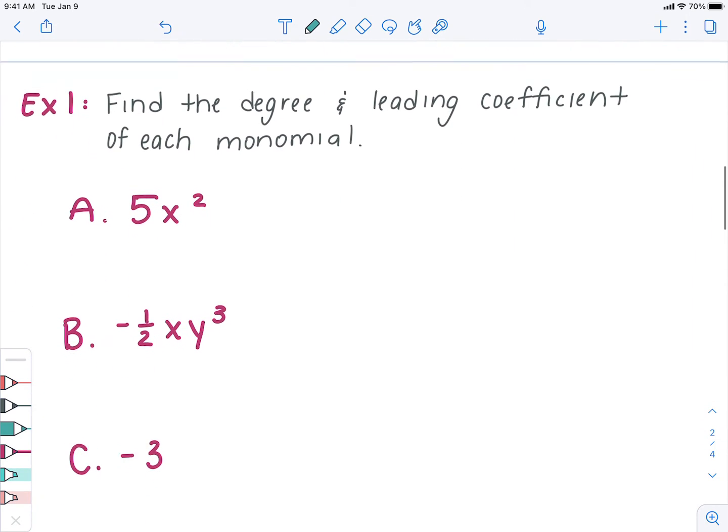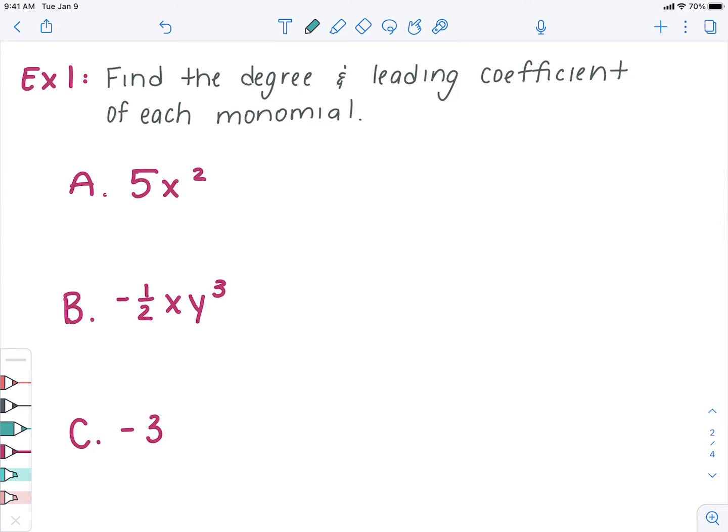What if I gave you these and asked you to pick out the degree and the leading coefficient? We've got 5x squared, negative 1/2 xy cubed, and negative 3. They want the degree and the leading coefficient for each one.